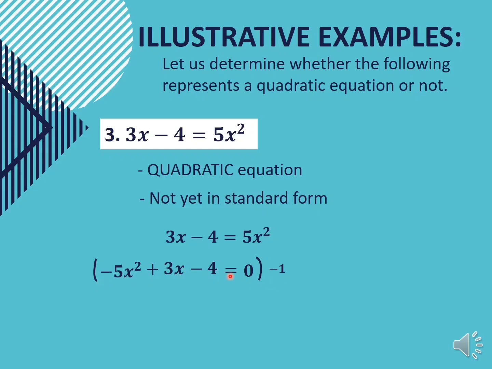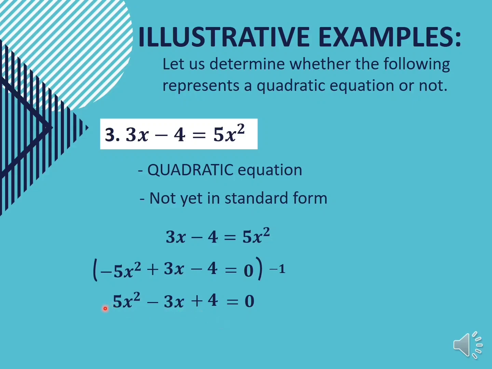So, negative 1 times negative 5x squared is equal to positive 5x squared. Positive 3x times negative 1 is equal to negative 3x. Negative 4 times negative 1, that is positive 4, is equal to 0 times negative, which is still 0. So, therefore, the resulting equation is 5x squared minus 3x plus 4 is equal to 0.